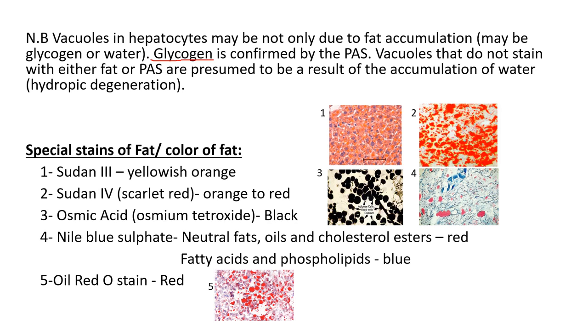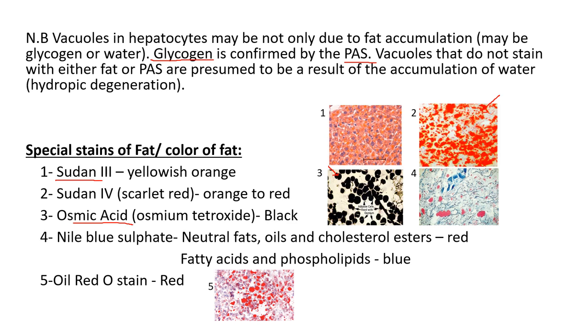for glycogen, like periodic acid Schiff; if it's positive, it's glycogen. Or you can use special stains for fat, like Sudan III, which stains the fat yellowish orange, or Sudan IV or scarlet red, which stains the fat orange to red, like here, or osmic acid or osmium tetroxide, which stains the fat black in color, as here.